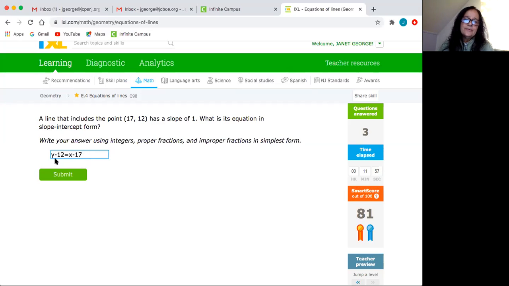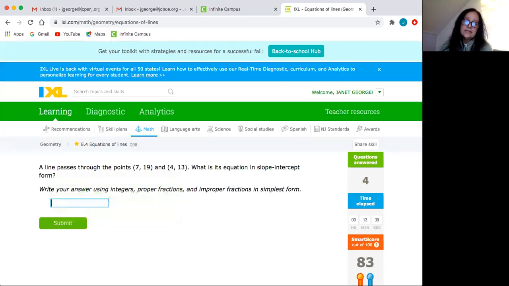Okay, you need to solve it, you need to write it in slope-intercept form, y equals mx plus b, right? So you add 12 to both sides. That's how you get rid of negative 12. So now you don't have it anymore. And then now you combine like terms. Negative 17 plus 12 is just negative 5. And excellent job. All right.